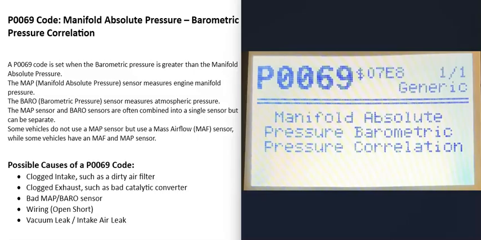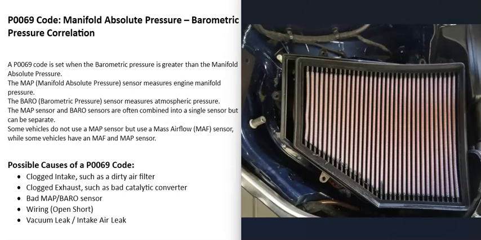And so what would be some possible causes of a P0069 code? Well, the first thing that could cause this is a clogged up intake, mainly like a dirty intake air filter. If that filter gets really clogged up with a lot of debris and it starts blocking the airflow going into the engine, then that's going to cause problems. So first thing to do is go check that air filter and be sure that it looks like it's clean.